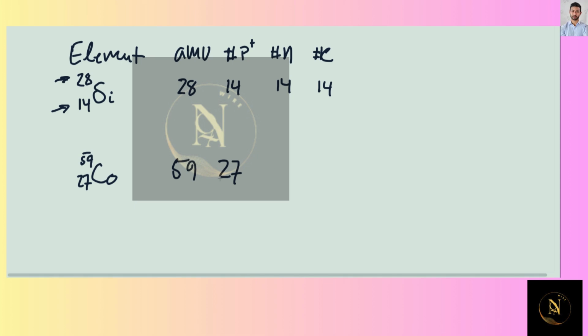Number of neutrons, again, is going to be the atomic mass minus the number of protons. In this case, that's 32. And the number of electrons, assuming this is neutral and doesn't have some sort of charge up here, should simply be the number of protons.